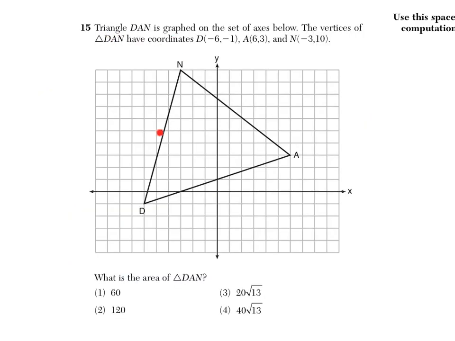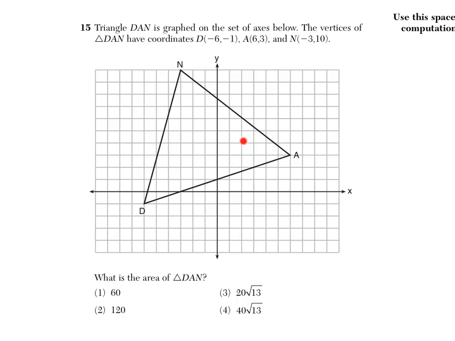Question 15. Triangle DAN is graphed on the set of axes below. The vertices of DAN have coordinates (-6, -1), (6, 3), and (-3, 10). Our objective is to figure out the area of triangle DAN. How are we going to do that?